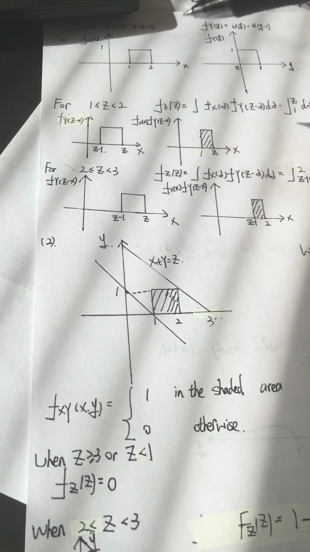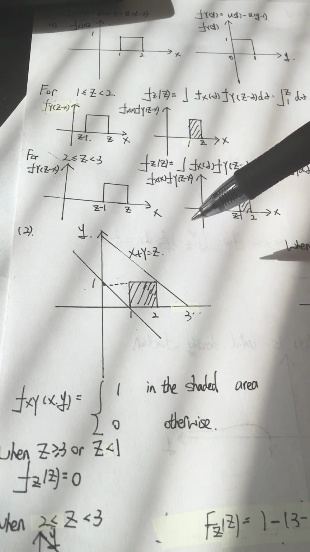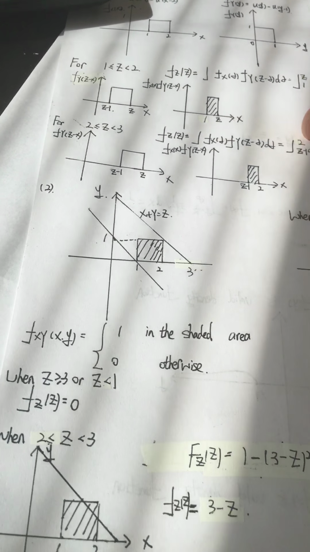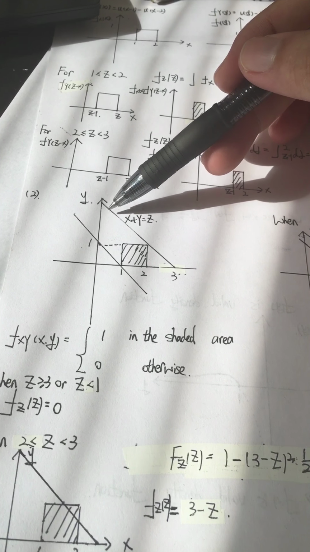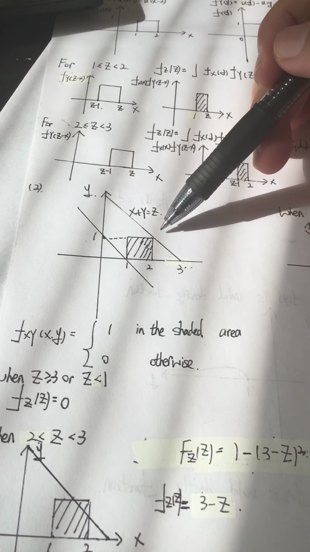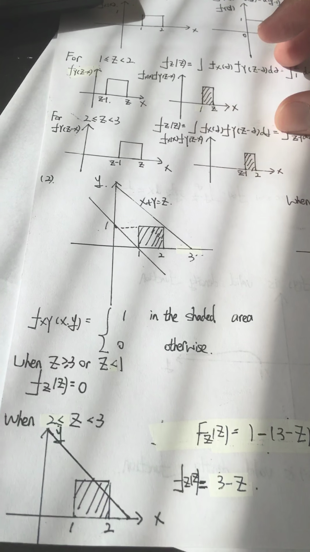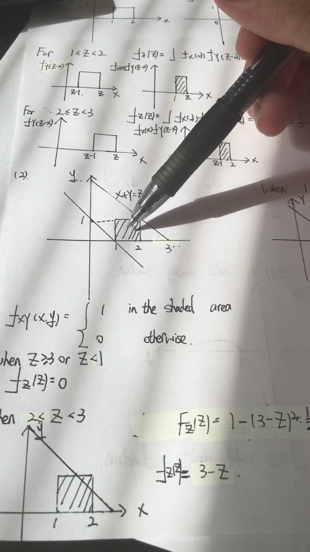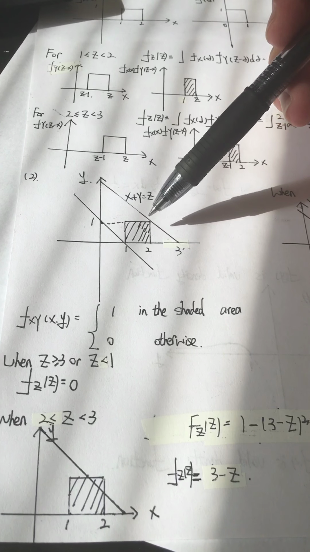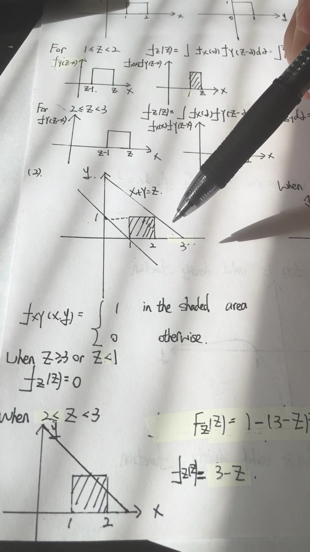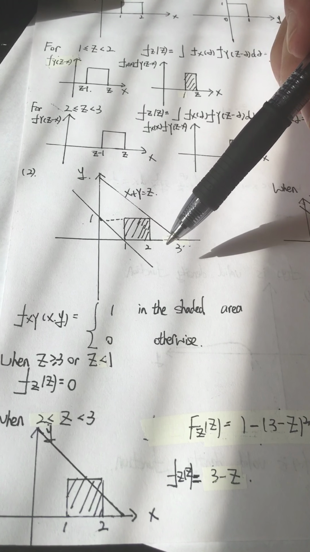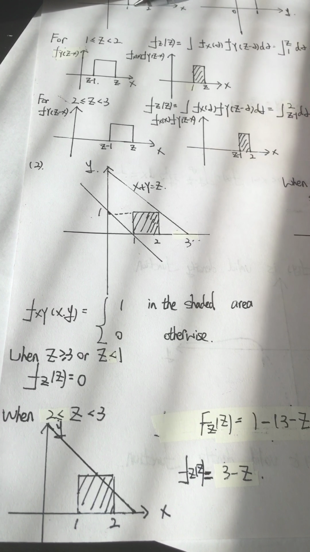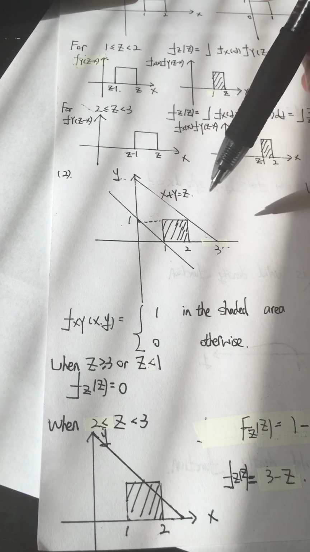Okay, the second method is the geometric method. First, we can draw the figure of the joint PDF of xy. And this slope is x minus y is equal to z. Since the shaded area is 1, when the point of xy is in the shaded area, the joint PDF of xy is equal to 1.